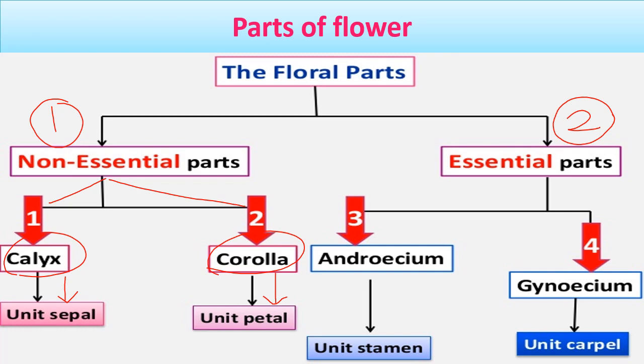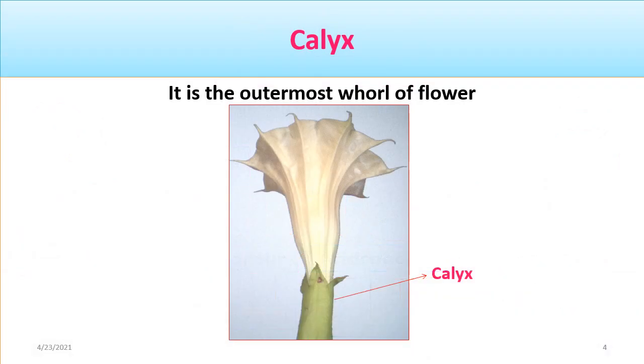And when we move to the essential whorls of the flower, again they are differentiated into two parts. First is androecium and second is gynoecium. Androecium is the male reproductive form, and gynoecium is the female reproductive form. Now the member of androecium is stamen and the member of gynoecium is carpel. So we will study all these in detail now. We will start here with calyx.